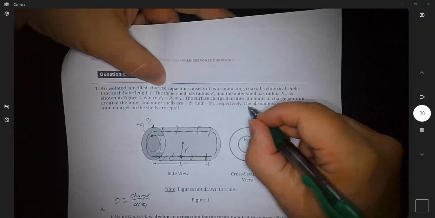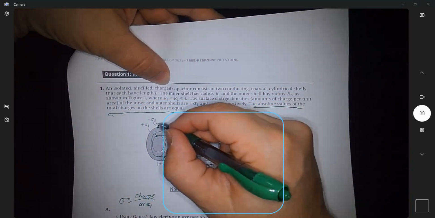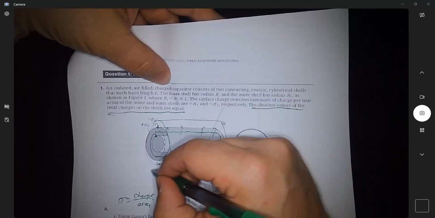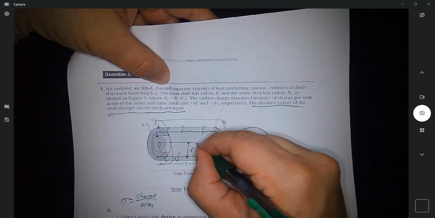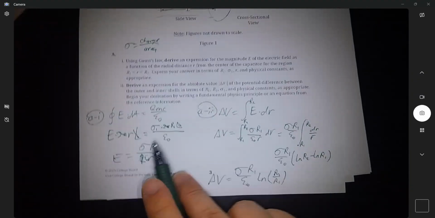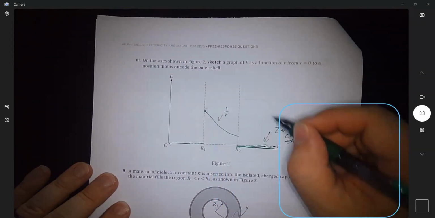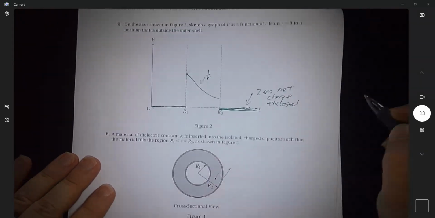Because it says the absolute values of the total charge on the shells are equal. So anything out here encloses equal positive and negative. Anything in here encloses nothing at all. So you really have 0, then this 1 over r, then 0. So you have this 0 because there's no charge enclosed at all. Then this is a 1 over r type graph, and then 0 because there's 0 net charge enclosed.